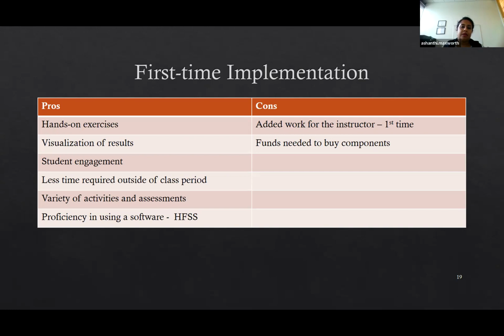Some of the disadvantages are that, at least for the first implementation, it's a lot of work for the instructor, because you have to prepare lots of things, like ordering parts and making sure you are ready for the real experimentation. I also prepared worksheets so that they have something to follow along. So it is more work, and creating new assessments is not always easy, but it keeps life interesting. But at least during the first implementation, it's a lot of work for the instructor.